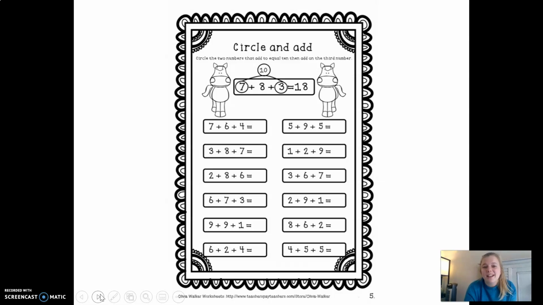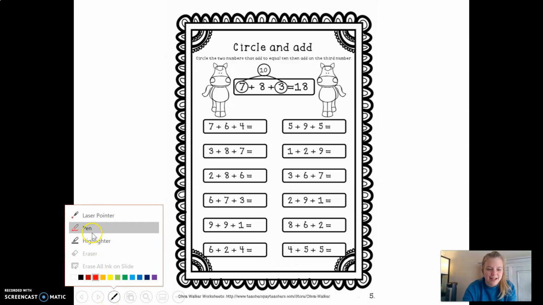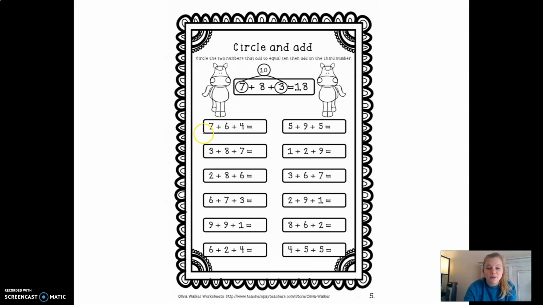So today we're just gonna do some work on what we've been practicing this week, okay? So for this paper, you're gonna circle and add the two numbers that equal 10, and then add the third number. So you know we've been talking about making 10s to help us add. We're gonna do that on this worksheet. I'll help you with the first one. So 7 plus 6 plus 4. What two numbers do you see that might add up to get 10?